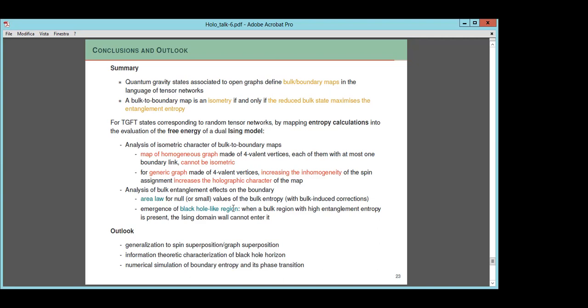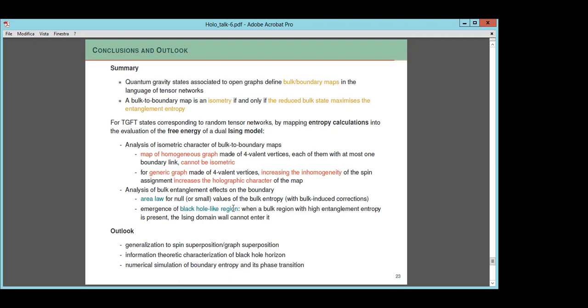Because there is no causal structure here, so clearly this characterization can only be at the kinematical level and only in quantum information terms.